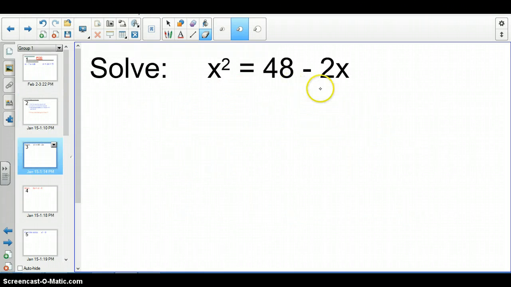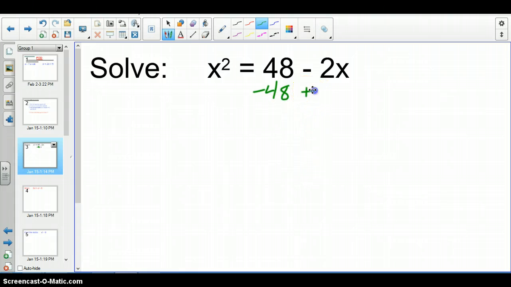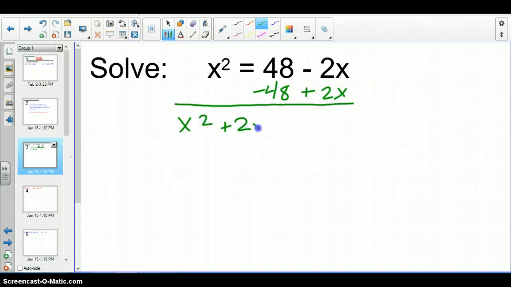So our first step here is we need to get this quadratic equal to 0. To do that, we need to get everything on one side. So I'm going to subtract 48 here, and I'm going to add 2x here. So now we have x squared plus 2x minus 48 equals 0.